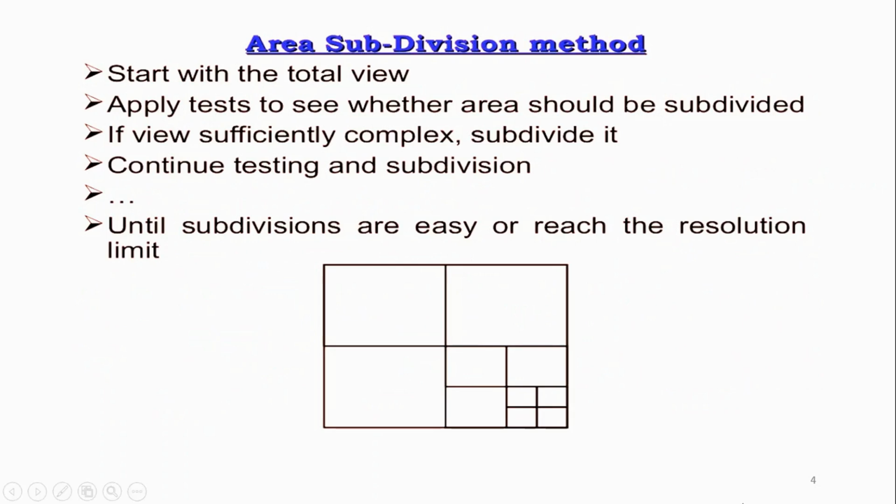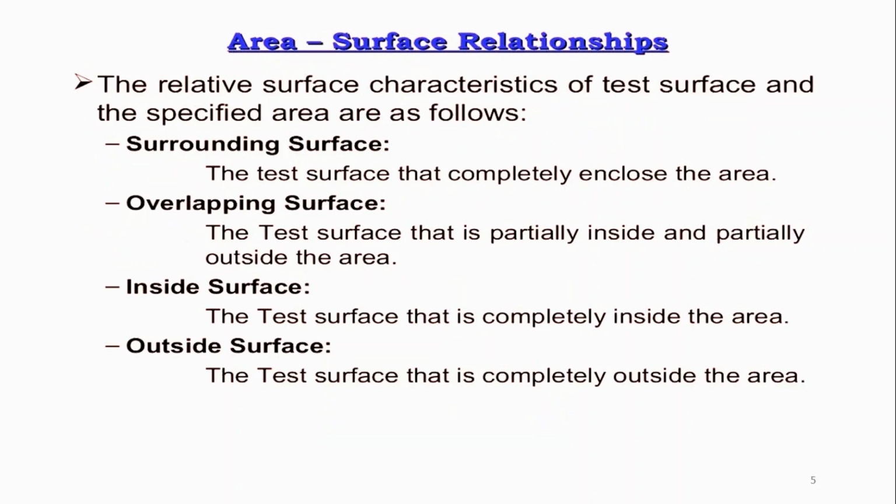Take the entire view of the visible area and apply the test: can the visibility be determined? If it is not possible to determine, the section is going to be subdivided into smaller subsections. So at every level we have to apply the test; otherwise, we have to divide the visibility area into subdivisions, subsections.